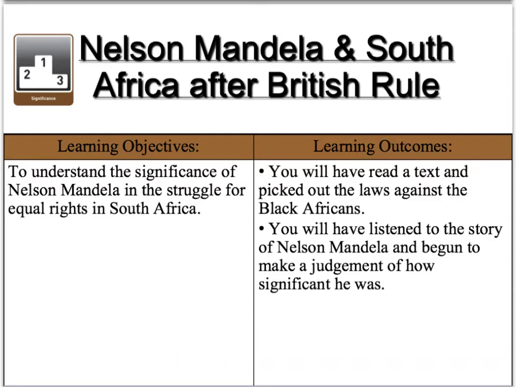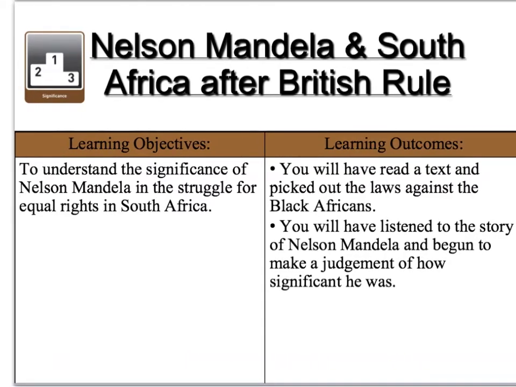In today's lesson, your job will be to study the role and significance of Nelson Mandela and what happened to South Africa after the end of British rule there. Our objectives: to understand the significance of Nelson Mandela in the struggle for equal rights in South Africa. And your outcome is to have read and learnt about the laws used against black South Africans. You will have listened to the story of Nelson Mandela and begun to make a judgment of how significant he is in the history of South Africa.